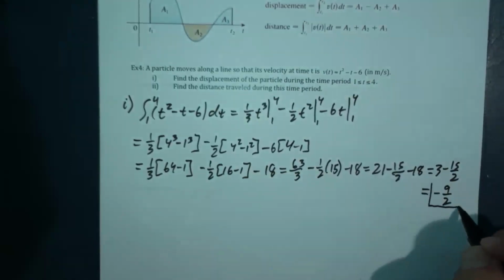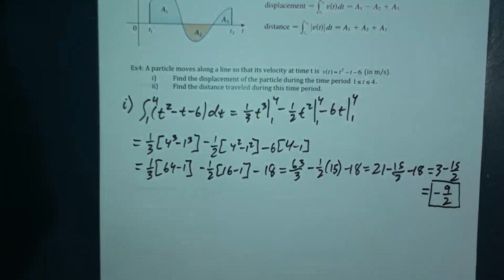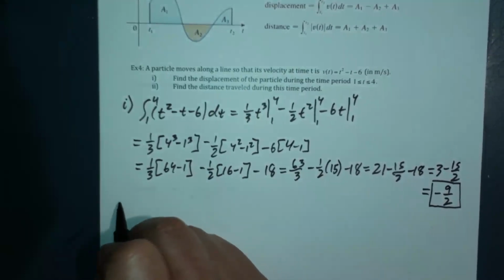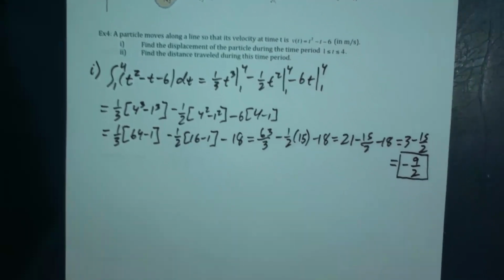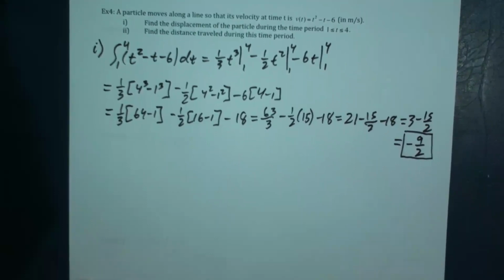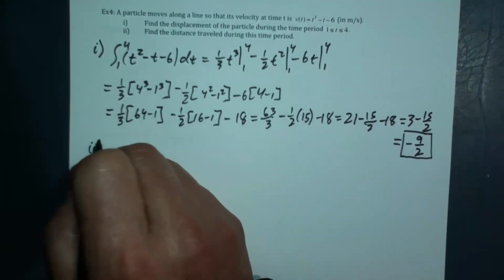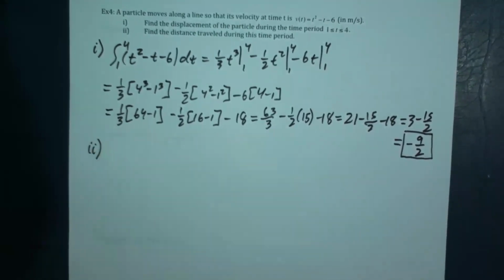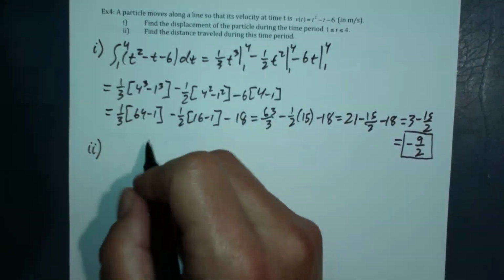So this is the displacement, meaning the particle started one place, and how far away was it? It went down 9 halves. So now we're going to account for the negatives. This one, when we're talking about the distance, total distance traveled, is going to be a bit more involved. All right, so let's kind of graph this a little.